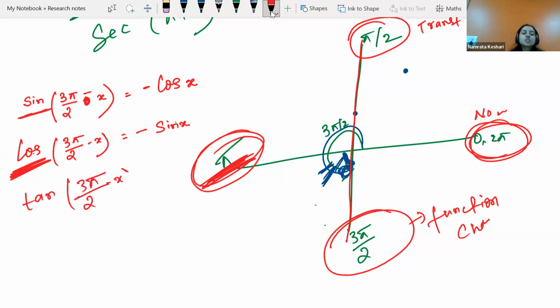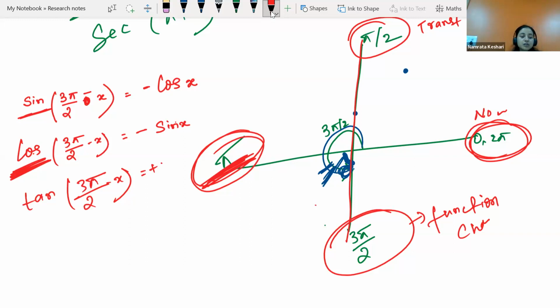Tan will get changed to what? What will be the result? Now you tell me directly, I'll explain the whole process. Now you keep on telling me. Tan of 3 pi by 2 minus x will be what? Positive. Yes, it will be positive. Perfect. What shall I write after that?